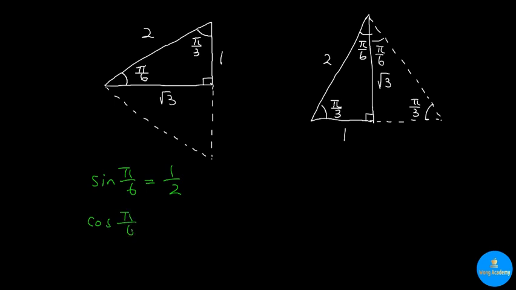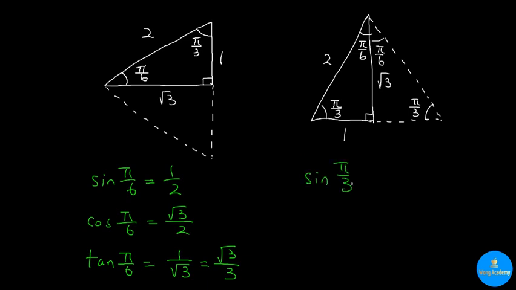Cosine pi over 6 is given by root 3 over 2. And tangent pi over 6 is given by 1 over root 3. And after rationalizing the denominator, we get root 3 over 3. From this triangle, we get sine pi over 3 as root 3 over 2, cosine pi over 3 as 1 over 2, and tangent pi over 3 is root 3 over 1, or simply root 3.